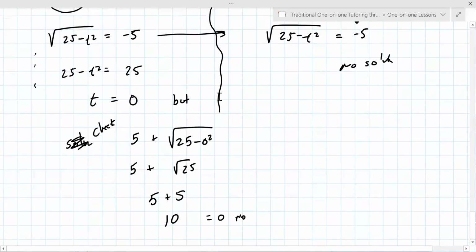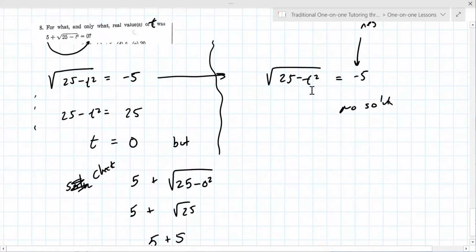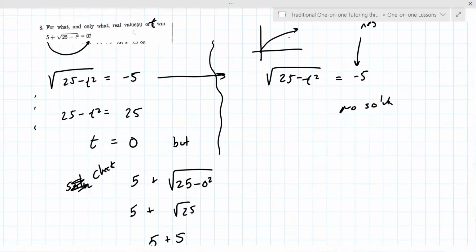So more generally, what I was trying to tell you is that the square root is never negative. If you look at the graph of a square root, it's always up here. It's like asking, can the absolute value function ever equal a negative number? The answer is no. And this is the same thing. Can you ever take a square root and get a negative number? No. The answer is no.